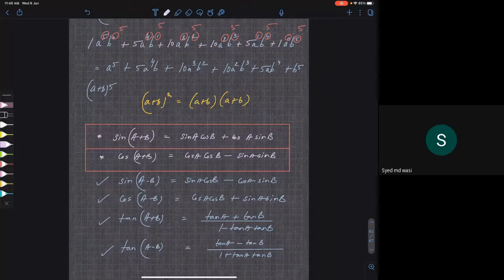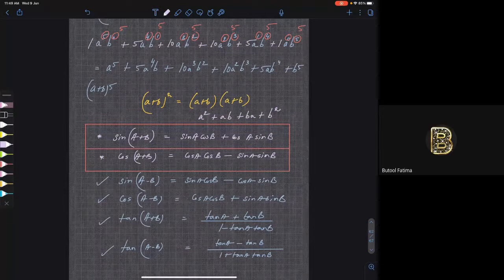Now first we multiply a with a. What will you get? A square. Then we multiply a with b. We'll get ab. Then b with a, we'll get ba, which is ab. Then we'll multiply b with b. We'll get b square. Clear? You are getting my point?